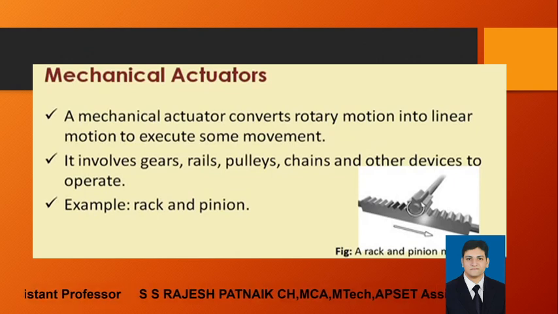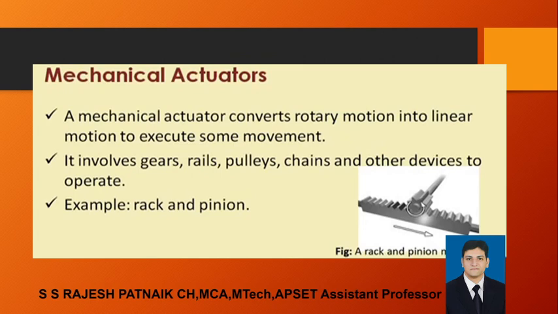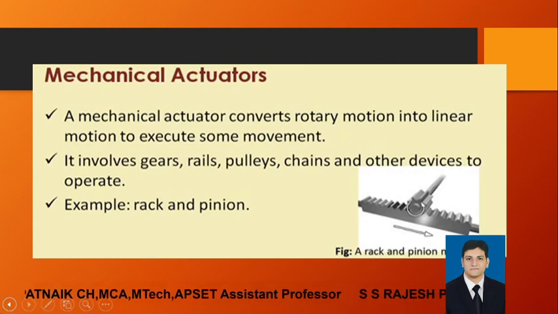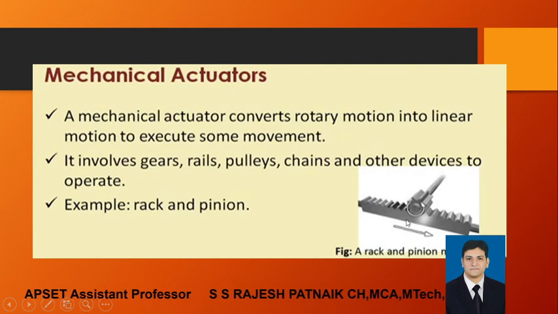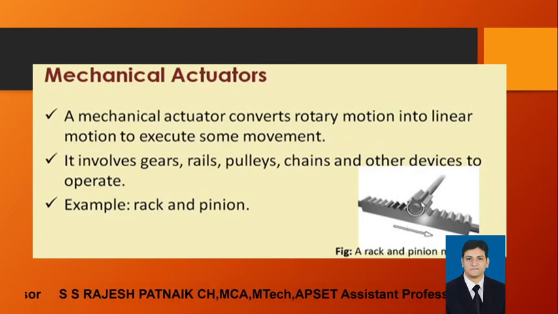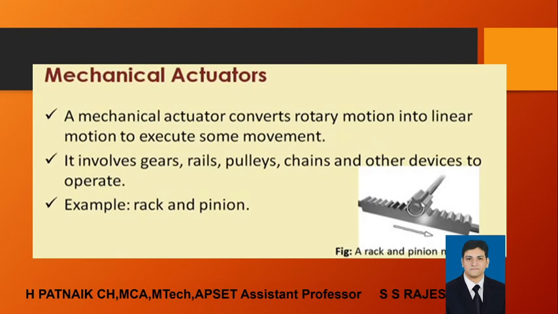The example is rack and pinion. Here on the right side we have a rack and pinion example. There will be a rotatory motion, and whenever it rotates, it moves in a linear order. Whenever some material or product is going to be created, this type of mechanical actuator is automatically used. We see this type of actuator in so many industries.